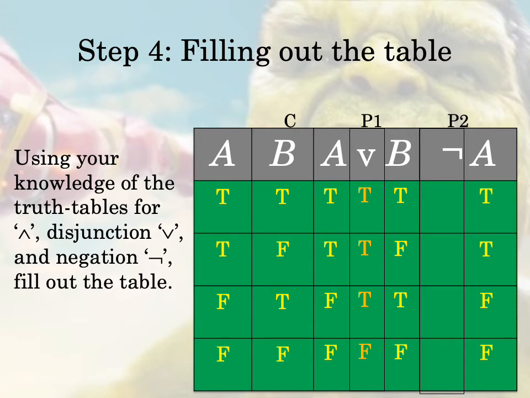So for instance, we know that P1 is A or B, and we know that or statements are false only when both disjuncts are false and otherwise are true. So that means that only that bottom row is going to have an F under it and the rest will be true. And that's exactly what we see here. Similarly, we know that we're just going to flip the truth value whenever we have a negation. So we're just going to flip all of the cases where A is true to false and all the cases where A is false to true when we look at P2, which is not A.